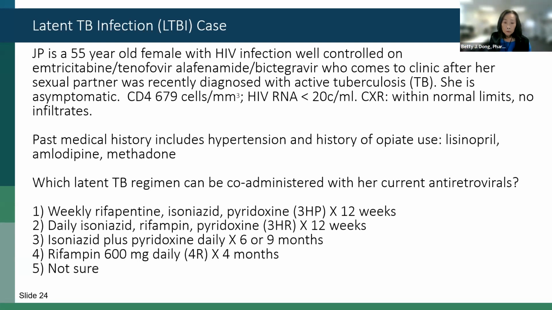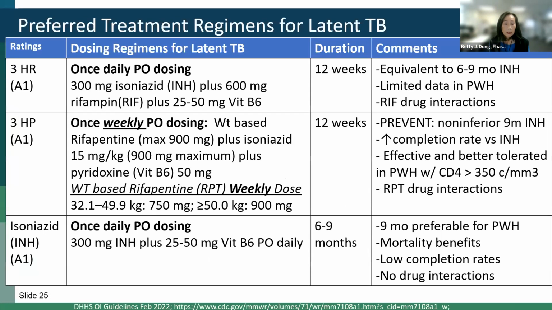Okay, great. And we'll go over this. So this is a summary of the preferred treatment regimens for latent TB. And right now, the standard of care has really been isoniazid once daily. And like I said, 9 months is preferable for people with HIV. The difficulty with isoniazid is the low completion rates, but it has good mortality benefits and the benefit of no drug interactions.